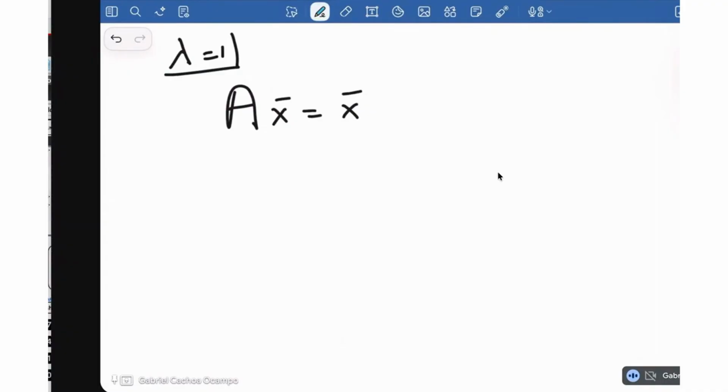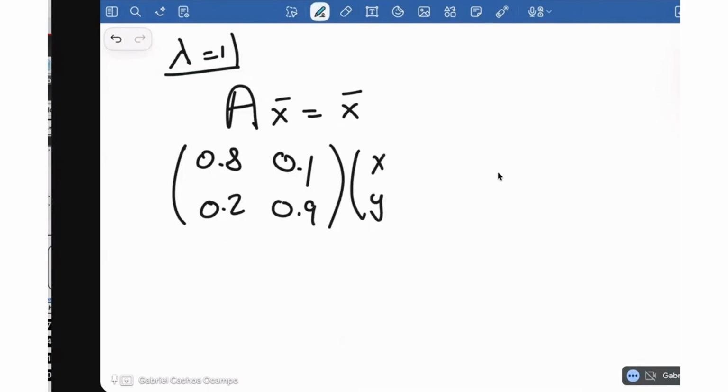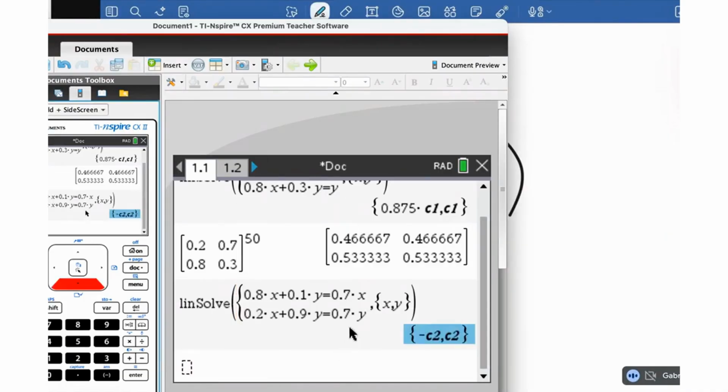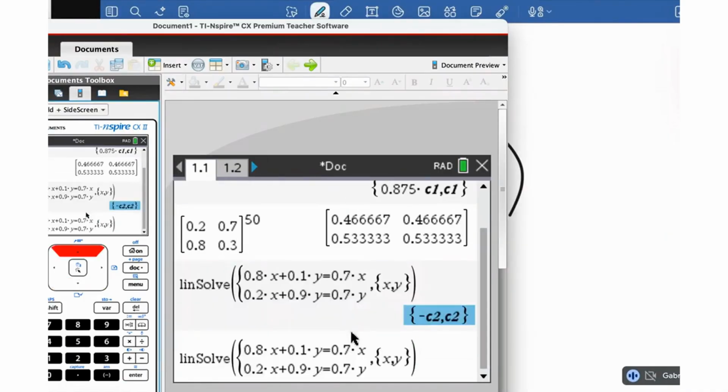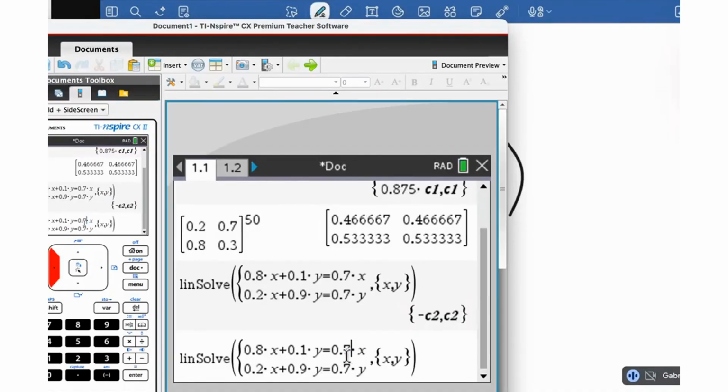And now for the other eigenvalue, lambda equals 1, I do the same. Now I want to find the vector such that 0.8, 0.2, 0.1, 0.9 times x, y is equal to x, y. So I set a system of linear equations. I do exactly the same. I'm just going to copy these, but now instead of putting a 0.7, now it is just a 1, no?